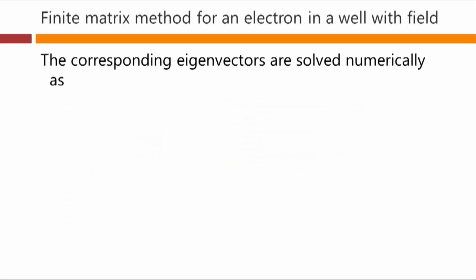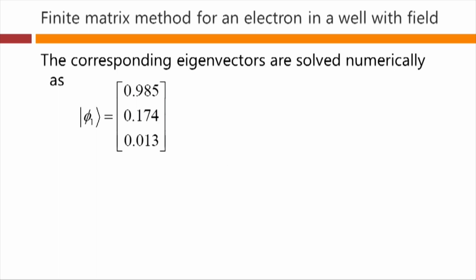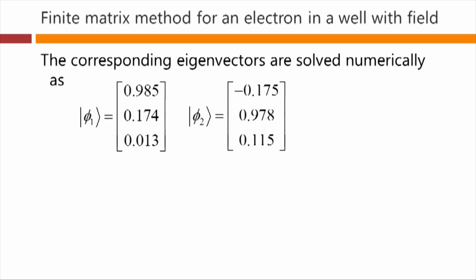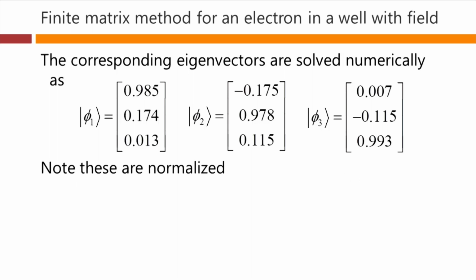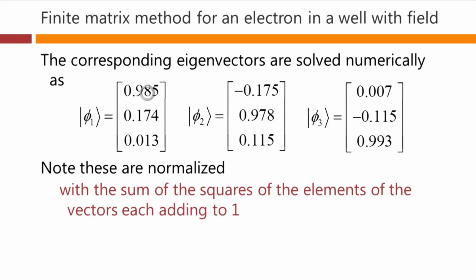The corresponding eigenvectors we can solve numerically as well, and we get the first one here, the second one, and the third one. This is the one associated with the first energy eigenvalue, this with the second, and this with the third. Incidentally, these eigenvectors here have been set up to be normalized. The sum of the squares of these 3 elements, for example, adds up to 1, and the same is true for these 3, and the same is true for these 3.